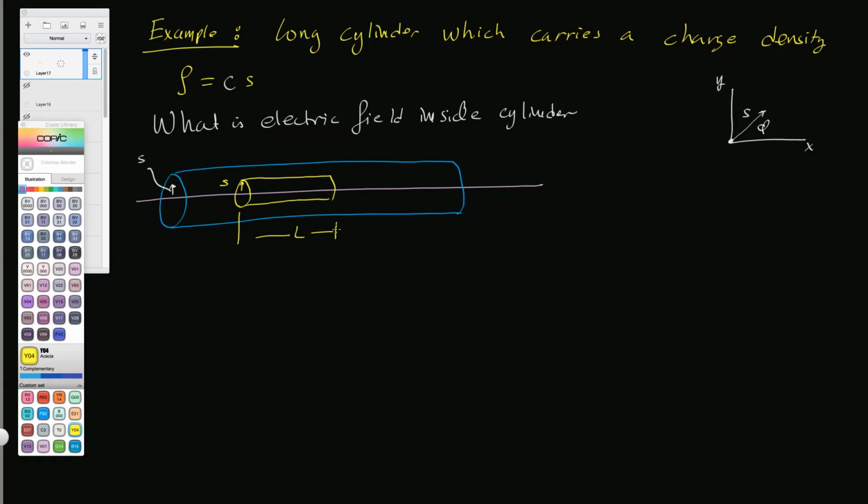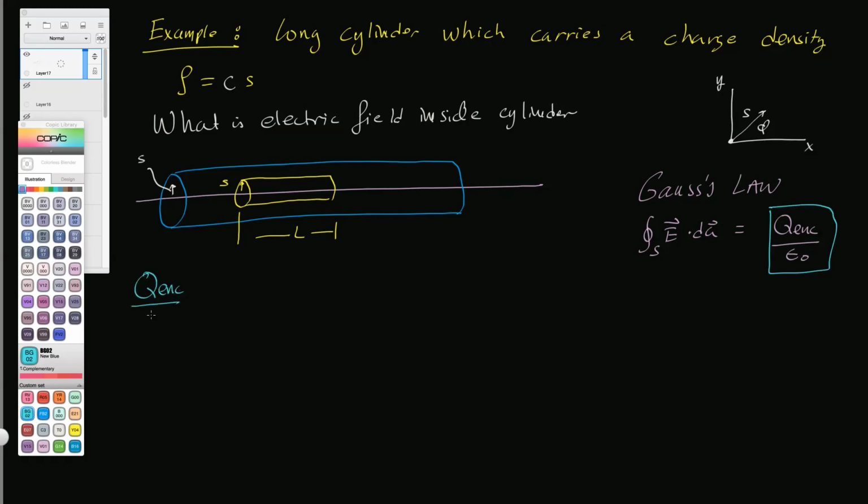Okay, so first thing is, let's just write down Gauss's law. That's going to be the integral over S of E dot dA is Q enclosed over epsilon naught. So first things first, let's just get Q enclosed, because just the fact that rho is not constant means that we have to do a teeny bit of work to get it. So let's do that in this blue: Q enclosed over epsilon naught.